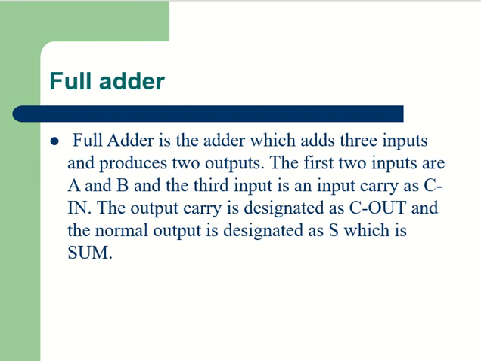With this, let us move on to the next one, which is called a full adder. A full adder is an adder which adds 3 inputs and produces 2 outputs. And as I said before, the first two inputs are a and b, and the third input is the input carry, which we normally call c in. The output carry is generated, or we call it c out, and the normal output is designated as S, which is nothing but sum.